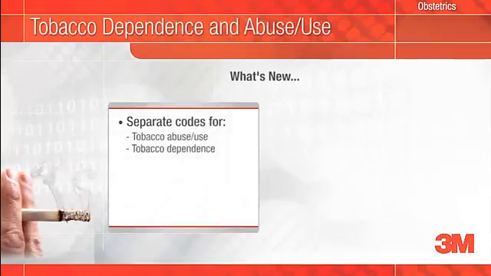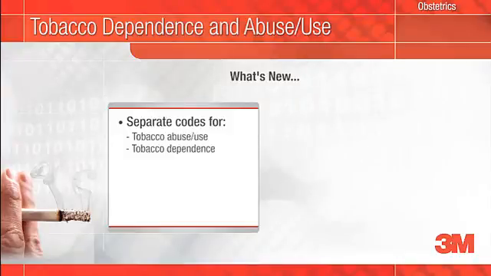ICD-9 provided a single code for tobacco abuse and dependence without differentiation and without further specificity for the type of tobacco product. ICD-10 provides separate codes for these. If your intended diagnosis is dependence, dependence is what you should document rather than abuse.